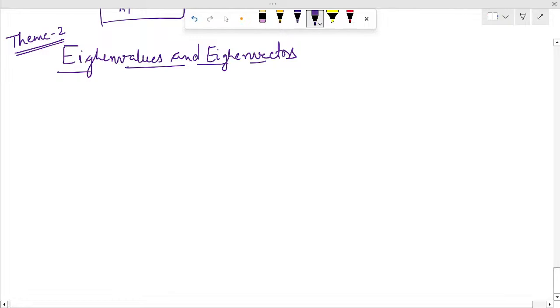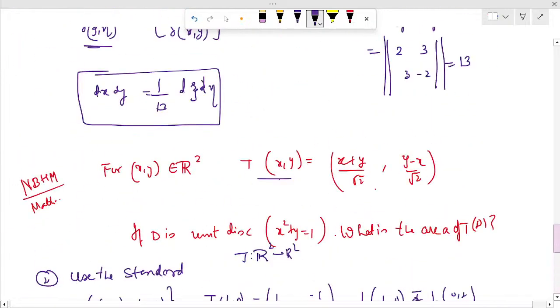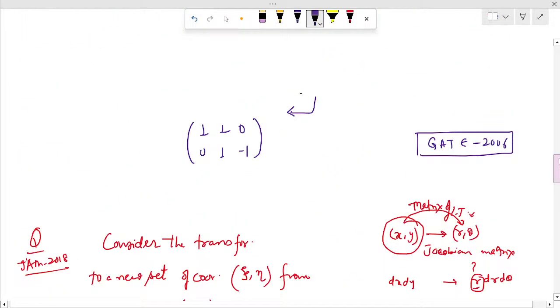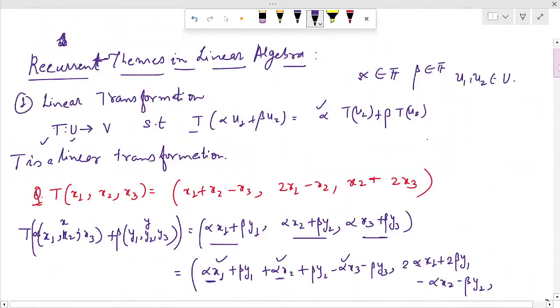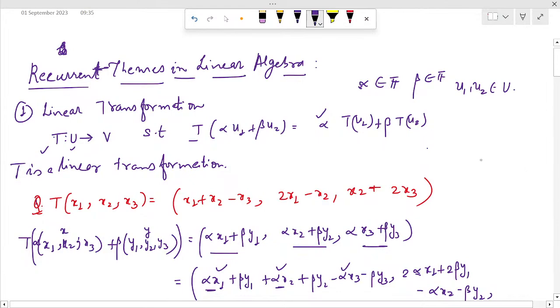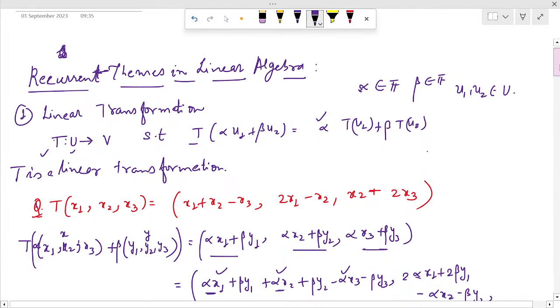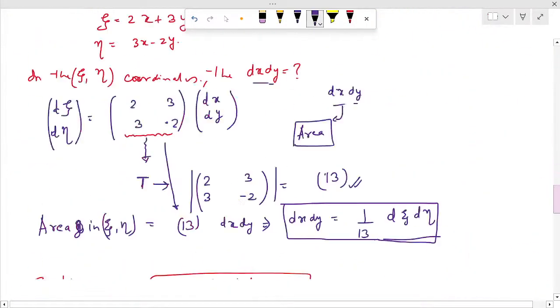So having done all these things, that is the linear transformation, a little bit about transformation matrix. Now this is theme 1. Why have I given it theme 1? Because this is the most basic theme. It has not been that exploited in the exam. Now it may be asked in the examination.